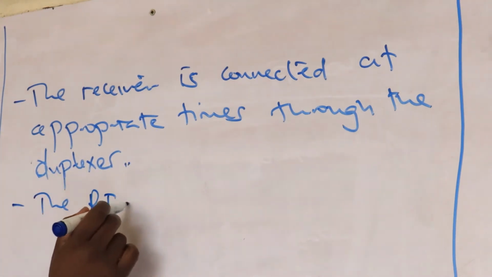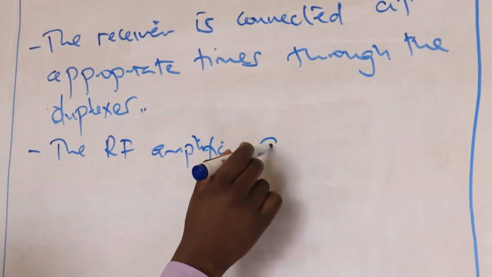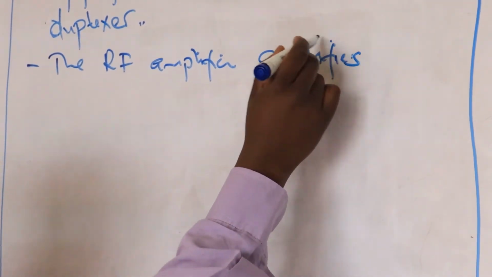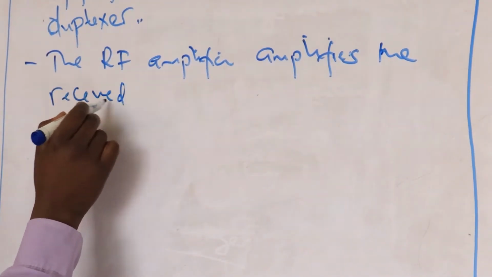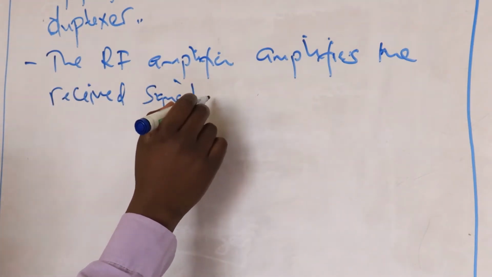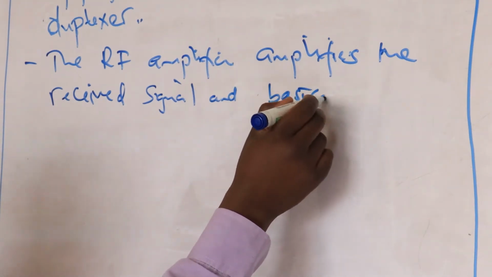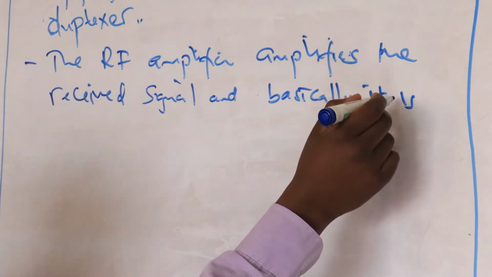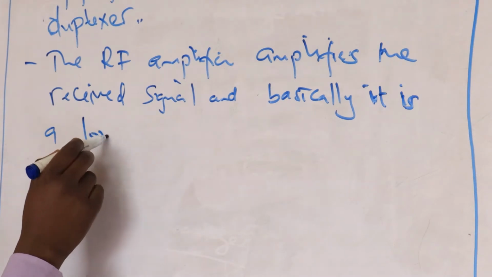The RF amplifier amplifies the received signal and basically it is a low noise amplifier.